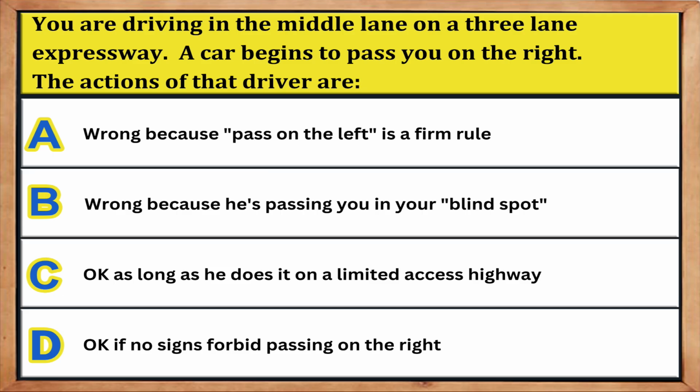Next question. You are driving in the middle lane on a 3-lane expressway. A car begins to pass you on the right. The actions of that driver are: A. Wrong because pass on the left is a firm rule. B. Wrong because he's passing you in your blind spot. C. Okay as long as he does it on a limited access highway. D. Okay if no signs forbid passing on the right. The correct answer is D. It is okay if no signs forbid you passing on the right.